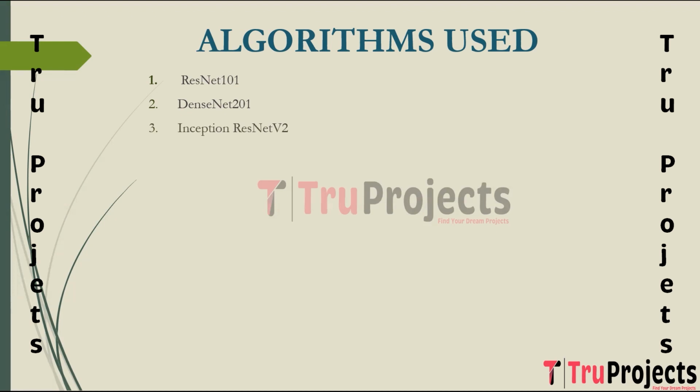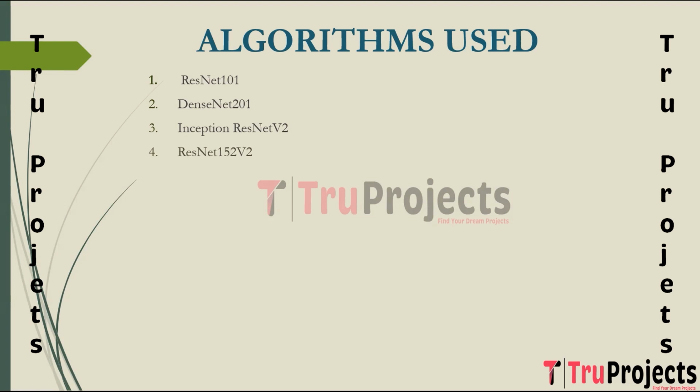The next algorithm is Inception ResNet V2. It combines the ideas of GoogleNet's Inception architecture with the residual learning concept. It is a deep convolutional neural network known for its efficiency in image classification tasks. It is chosen for its ability to capture complex features and its effectiveness in image-related tasks. The combination of Inception and ResNet principles enhances feature representation.